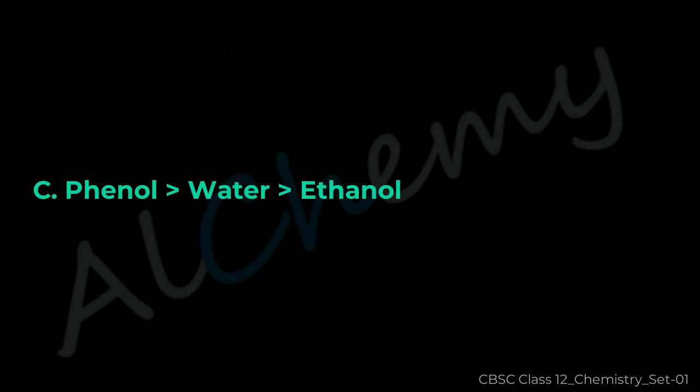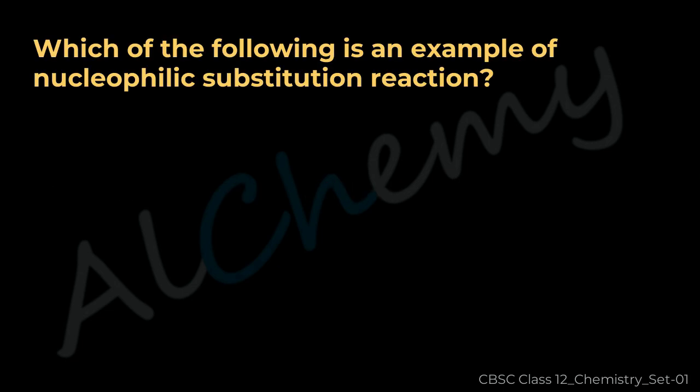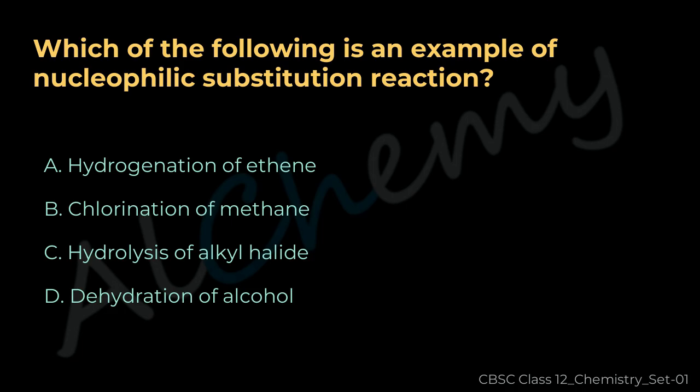The correct answer is C. Phenol, water, ethanol. Question 30. Which of the following is an example of nucleophilic substitution reaction? A. Hydrogenation of ethene. B. Chlorination of methane. C. Hydrolysis of alkyl halide. D. Dehydration of alcohol.